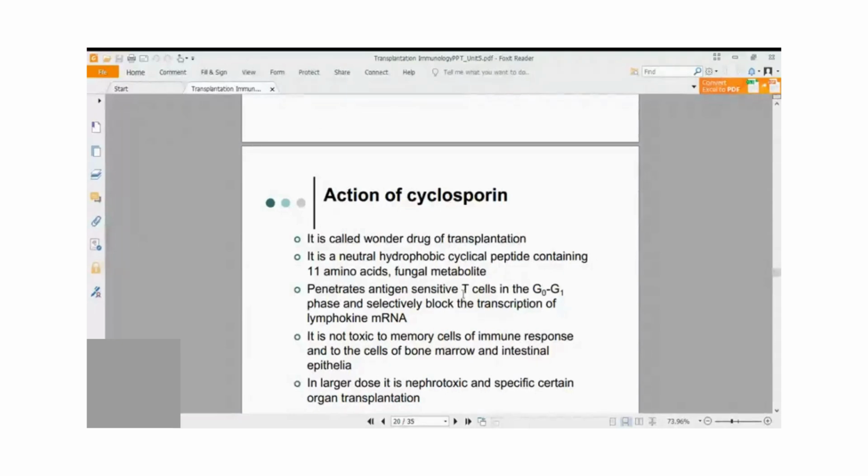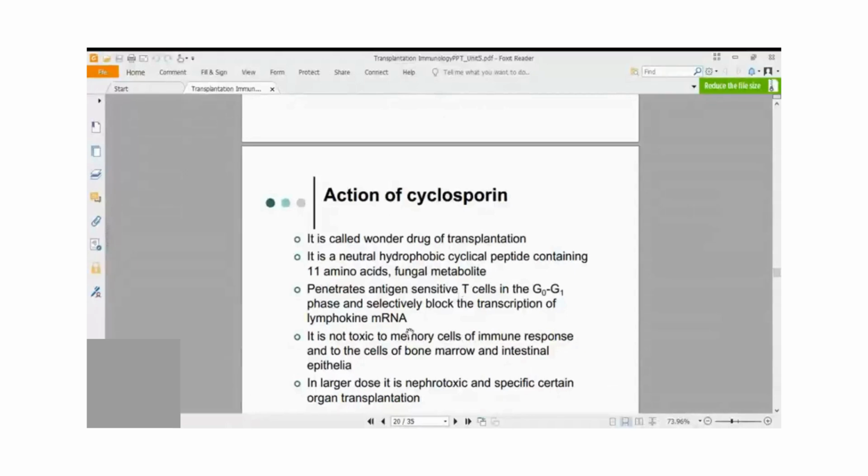So this drug, cyclosporin, which is a very simple peptide micromolecule of protein, can be easily transported across the membrane, and it is very specific to T cells. It acts on the T cells at the G0 to G1 stage of the cell cycle, and it inhibits the transcription process of all the cytokines.